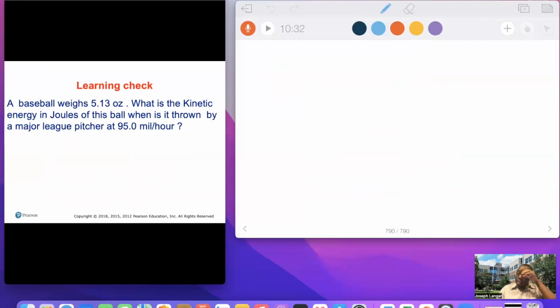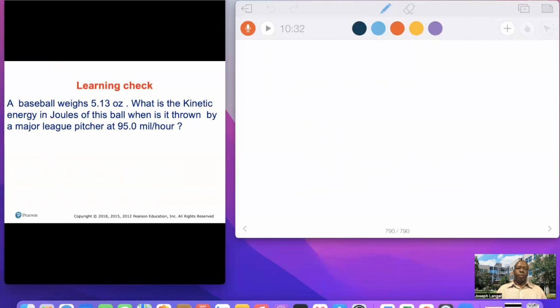Well, this is an example of determination of the kinetic energy of an object. This is a baseball weighing 5.13 ounces. What is the kinetic energy in joules of this ball when it is thrown by a major league pitcher at 95.0 miles per hour?